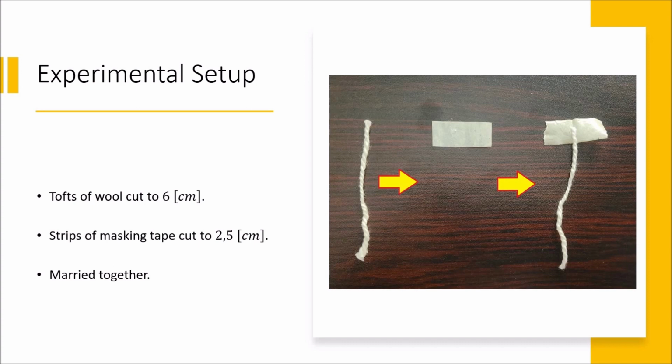Tufts of wool were cut to approximately 6 centimeters in length, while strips of narrow masking tape were cut to approximately 2.5 centimeters. The wool tufts and strips of masking tape were then married together, as can be seen in the figure to the right.